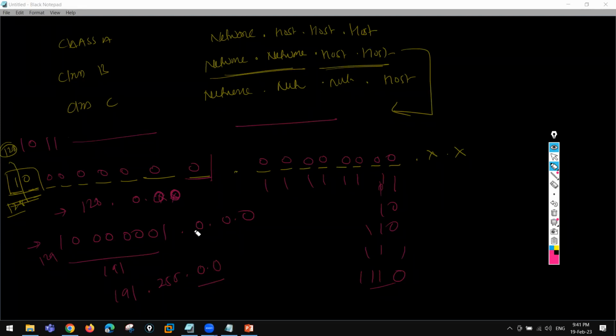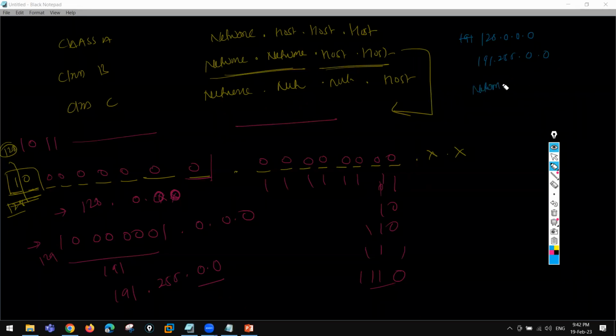So this is basically what you can say is the range of class B: 128.0.0.0 until 191.255.0.0. Maybe we'll talk about this after class C. This is the range, but then there would be two things in it.